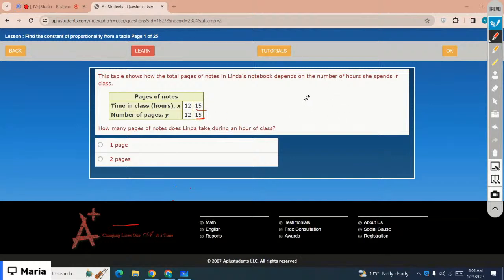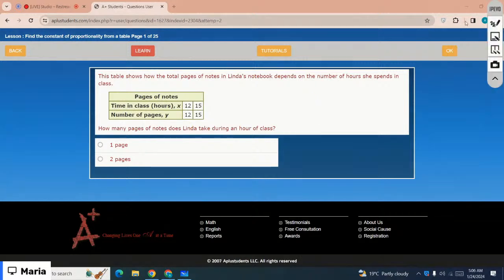So basically you need to calculate the constant of variation. You have to do y by x for each value. For 12 by 12 it is 1, 15 by 15 it is 1. So that means the constant of variation is 1. That means in each 1 hour of class she takes one page of notes. The correct option is one page. Got it? The correct option is one page.